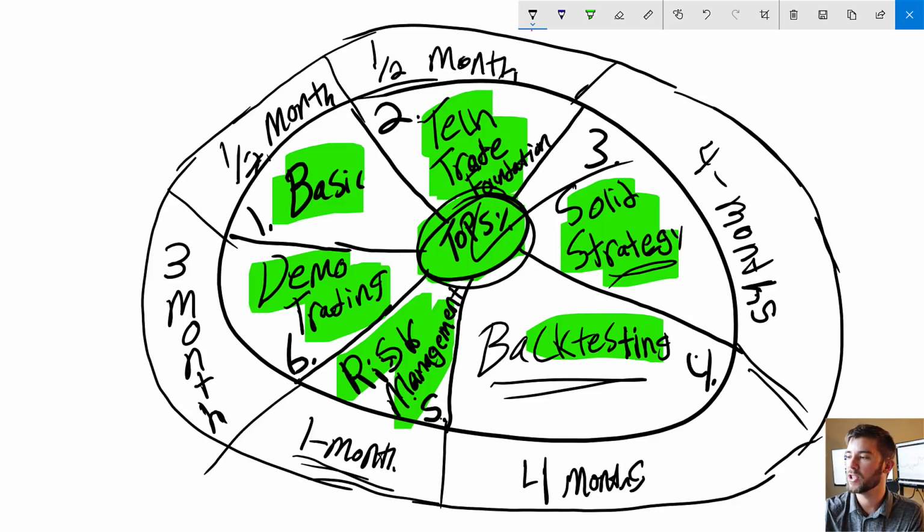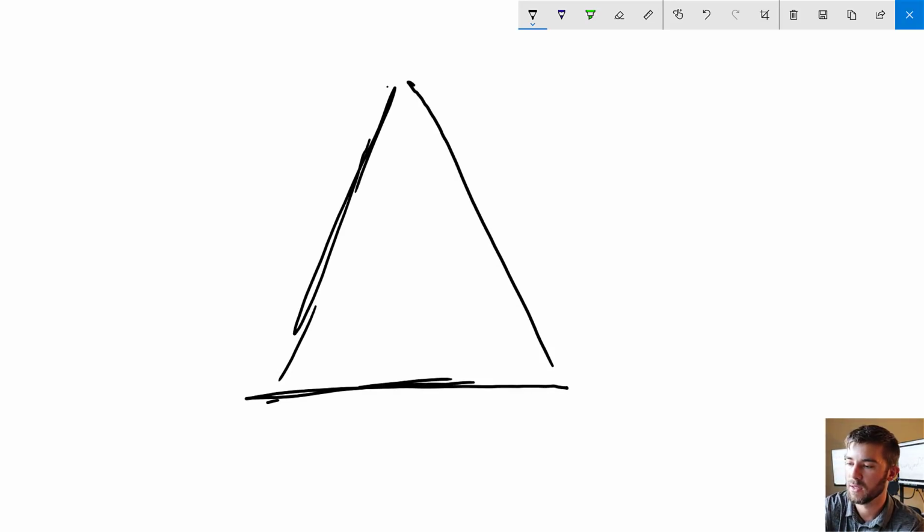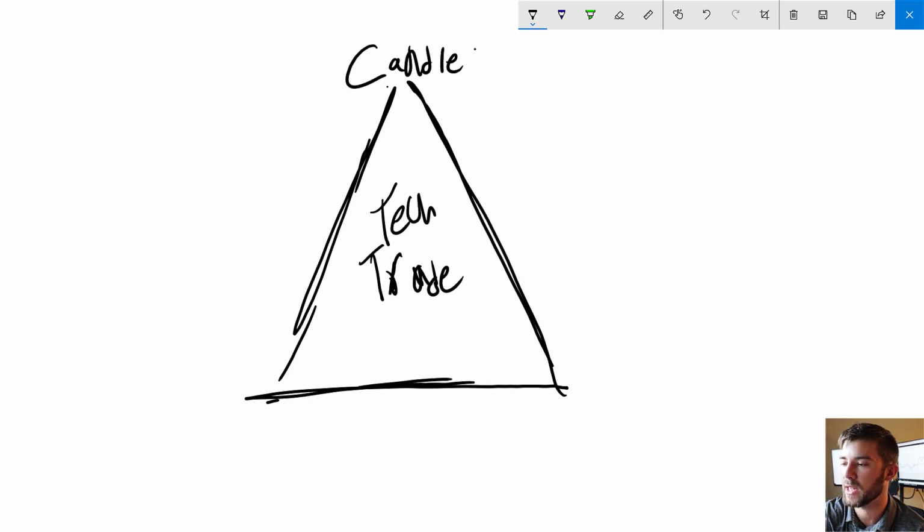What I'm going to do now is show you guys the importance of having that technical trading foundation. So let's do that with a triangle. If my pen will draw. There we go. All right, inside this triangle, we already know we want a technical trading foundation, a solid one. Because my pen is messing up, I'm just going to put tech trade. You know what I'm saying? We're looking for a technical trading foundation. What do we need for that? Well, first off, we need candlesticks. We need to understand candlesticks first.